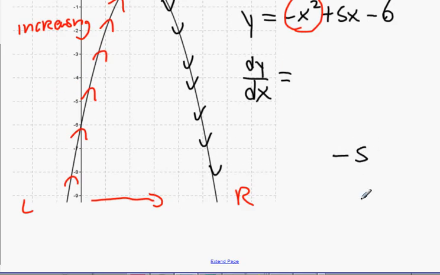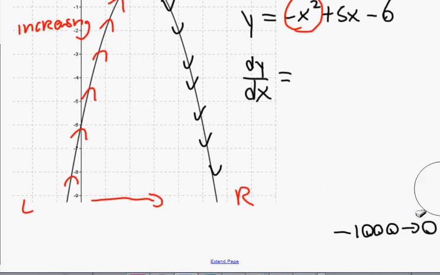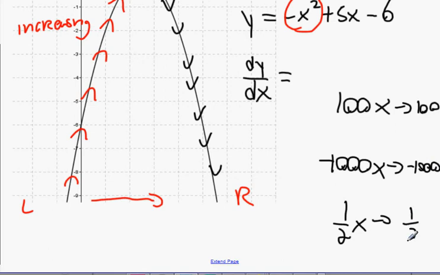Any number where it's minus 5, plus 100, minus 1,000, when you differentiate a regular number, it always turns to 0. Okay, it's the first thing you need to know. Any number on its own will always turn to 0 when you differentiate. Second thing you need to know, any number that has an x beside it, so for example 100x, minus 1000x, a half x, when you differentiate it, all that happens is the x disappears. So the answer to the first one is 100, the next one minus 1000, and the last one a half. Now that's the easy part, okay?